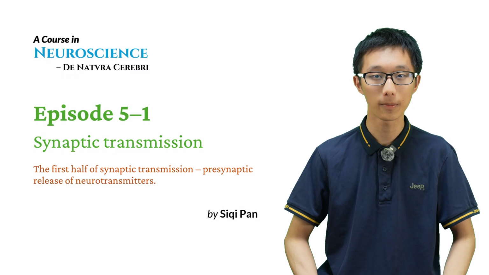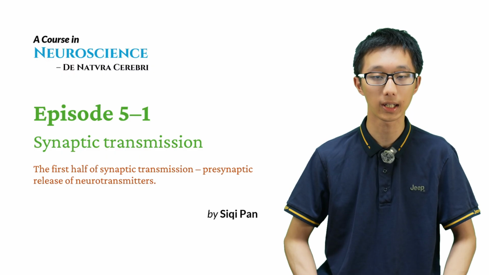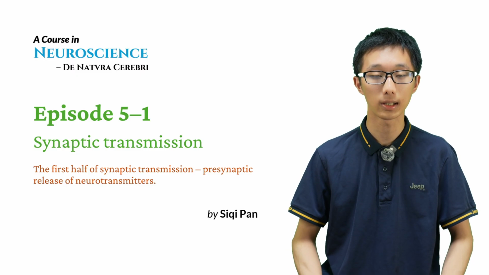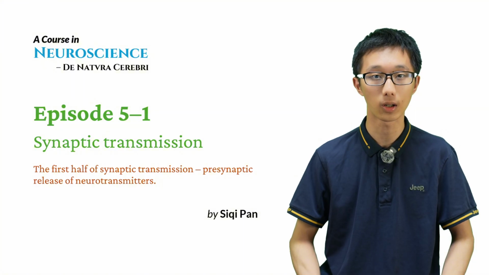Hello everyone, welcome back. In the last episode, we explored the mysteries of electrophysiology. More specifically, we first talked about the resting membrane potential and then we learned about the action potential. These are the electrical properties of a single neuron. We can see how electrical signals go along within one neuron.